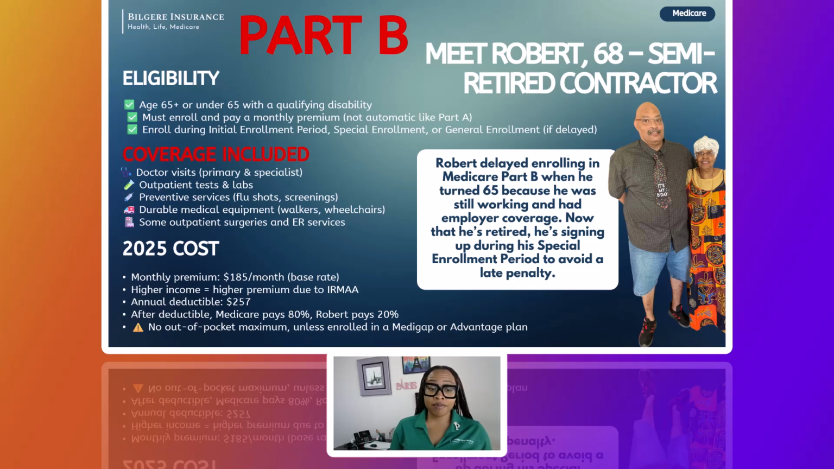In 2025, the monthly premium for Part B is $185 base rate. If you worked really hard and had a higher income, you will have an IRMAA. And what that means is you will just have a higher Part B premium. That is all calculated 2 years back based on your income. So that will change as you go through your Medicare journey. The annual deductible, so just your health deductible, is $257. After you meet the deductible, Medicare always pays 80%. Your out-of-pocket expense would be 20%.